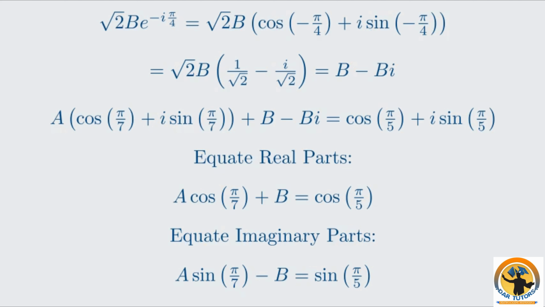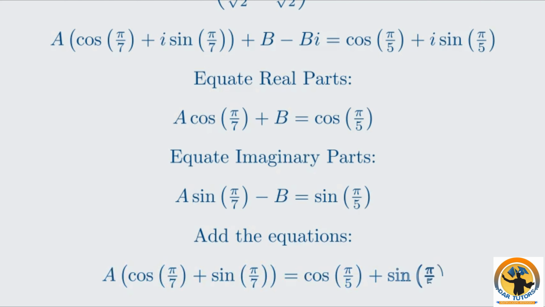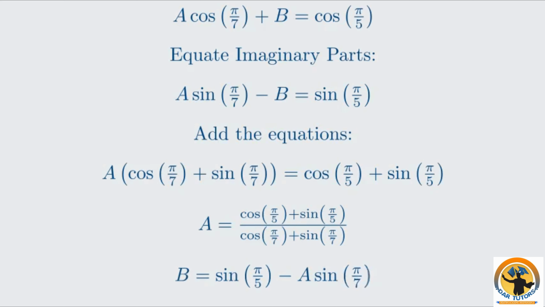We can solve by addition. Adding the two equations, the b terms cancel. We get a times cos pi over 7 plus sin pi over 7 equals cos pi over 5 plus sin pi over 5. Solving for a, we get the exact value for a. We can then substitute this back into either equation to find b. The exact value of b is sin pi over 5 minus a sin pi over 7.